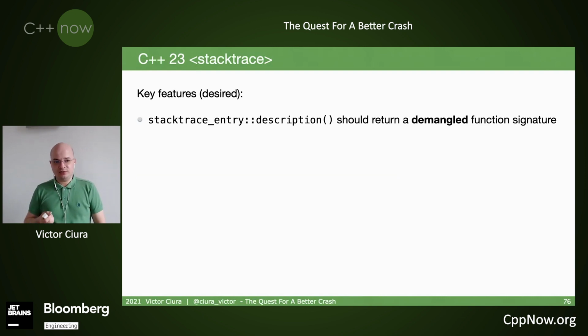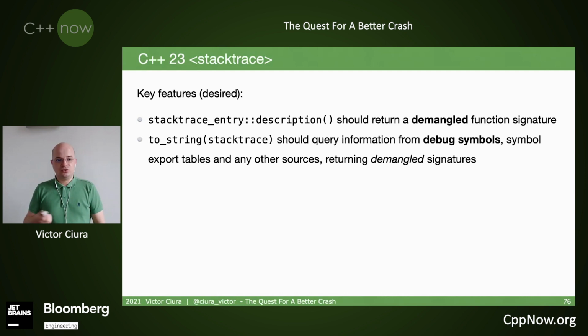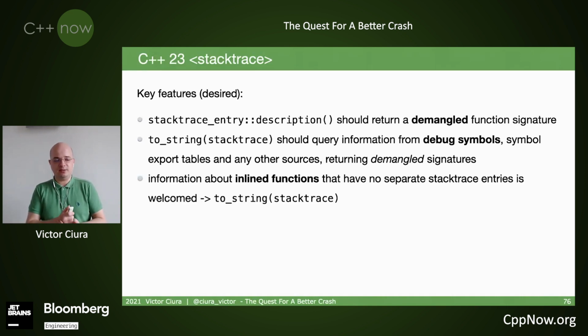StackTrace entry description. This would be the stack frame. Stack entry is basically stack frame, as I mentioned earlier, and should return a demangled function signature, like I did in the one I rolled in my own implementation. ToString from a StackTrace should query information from the debug symbols, symbol export tables, and any other sources returning demangled signatures. Again, the same thing we've seen earlier, but in a nicer API. Information about inline functions that have no separate StackTrace entries is welcomed.